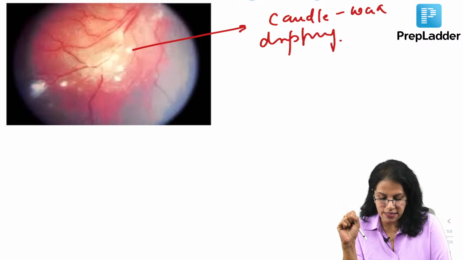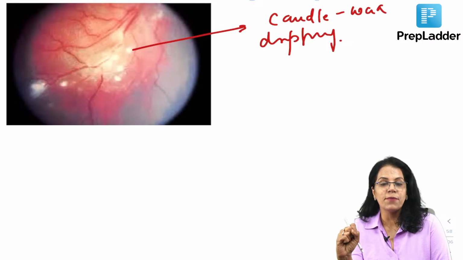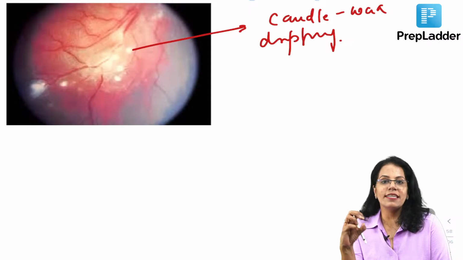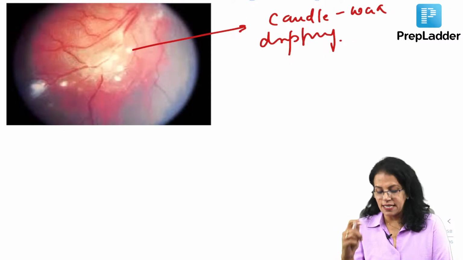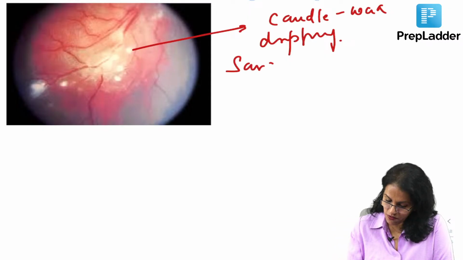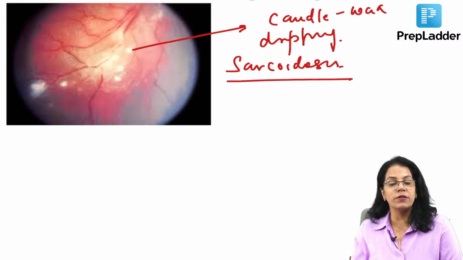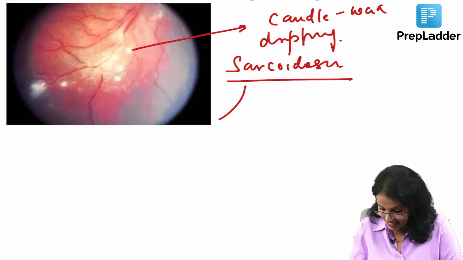At the periphery, we are seeing this venous sheathing, which is a sign of periphlebitis. This sheathing is segmental, typically seen in sarcoidosis. So we will remember this, sarcoidosis. Okay? Any other point for sarcoidosis we have to keep in mind? It can lead to interstitial keratitis.